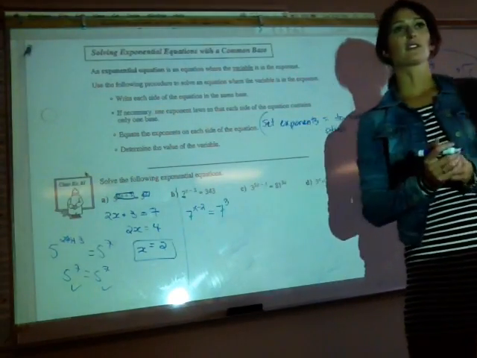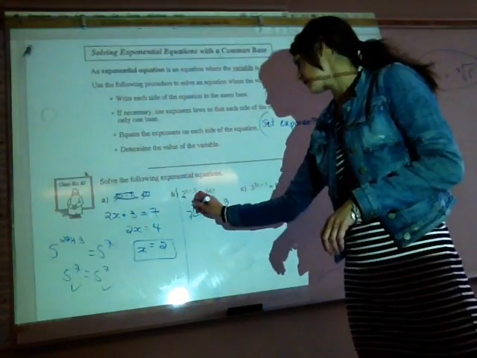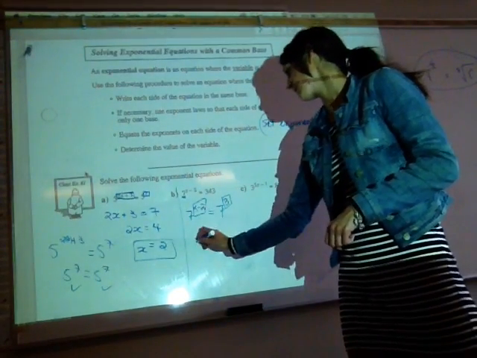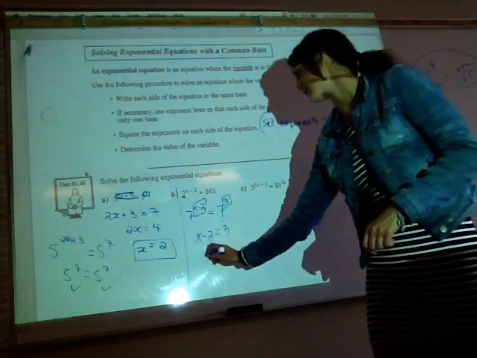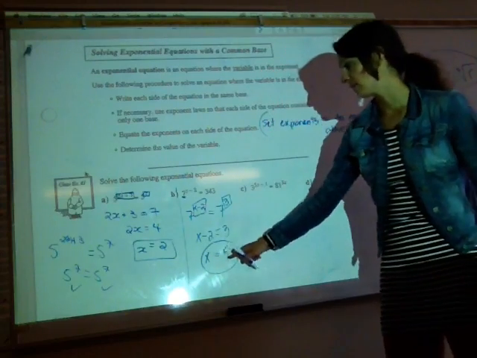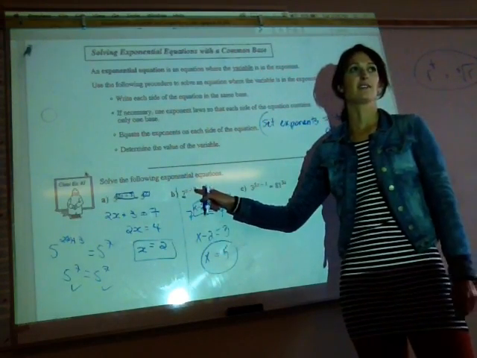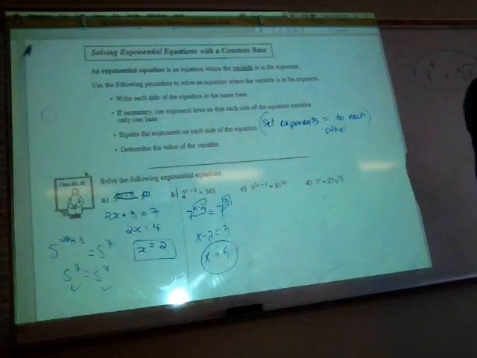Same base, what do I do with the exponents? Set them equal to each other. So x minus 2 equals 3. Add the 2 over and you get x equals 5. And check it out. 5 minus 2 is 3. 7 to the power of 3 is 343. So you can quickly check these.